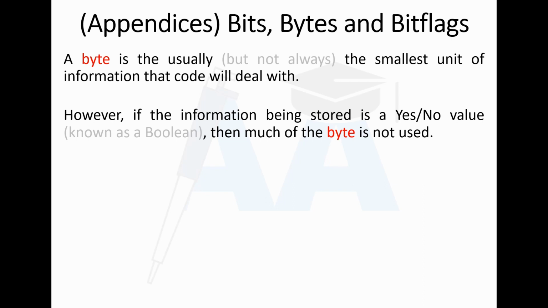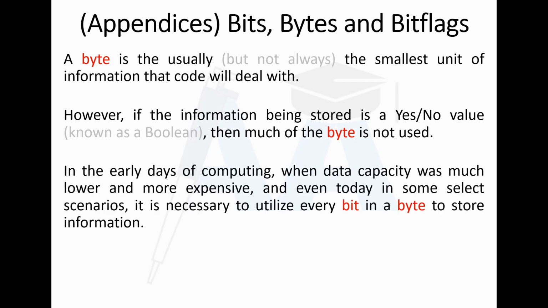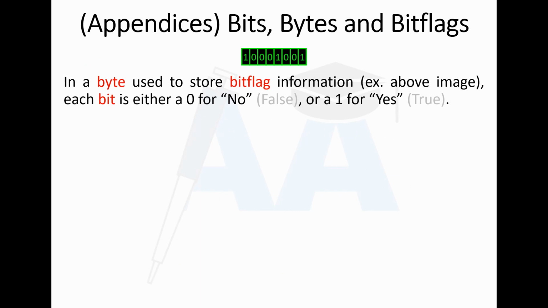However, if the information being stored is either yes or no and nothing else, then we only need 1 bit to store that information, not 8. The other 7 bits are redundant. Now, in the early days of computing, data capacity was much lower and more expensive, so there was a strong incentive to utilize every bit in a byte to store information if possible. This still holds true today in very specific scenarios. Ultimately, this led to the creation of bitflags, which are bytes where every bit counts as a separate yes-no piece of information.